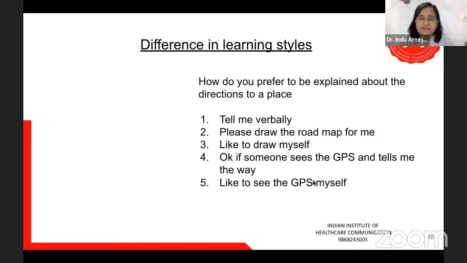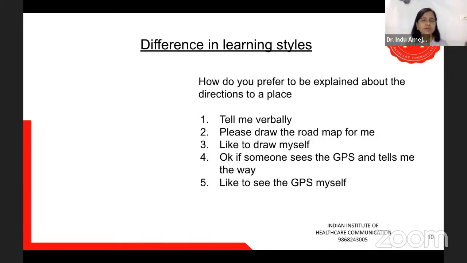Then the next difference is in learning style. If I may ask you, for example, if you have to go somewhere and you require directions, some of us will prefer, tell me verbally, I can reach. Just tell me where I have to go. Some of us will say, now of course we have GPS, we all immediately switch on GPS and we know the way.